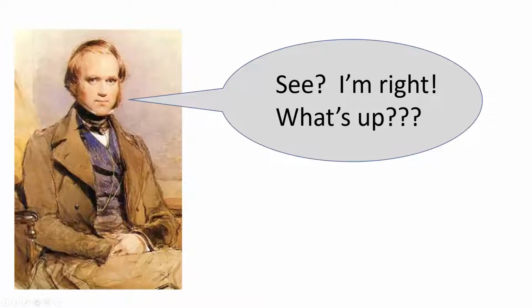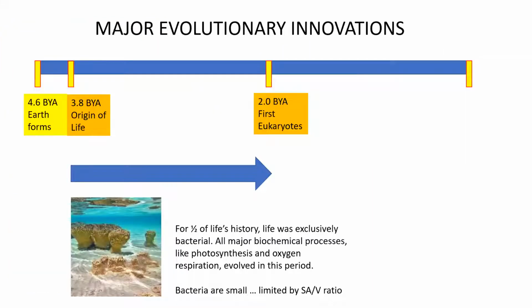So, see, I'm right. So what's up? What am I going to talk about for the next 15 minutes? I thought I was going to say Darwin was wrong somewhere along the line. Well, let's take a look at those major innovations. So, this is kind of interesting to think about. Origin of life, oldest fossils we have, 3.5 billion years old.